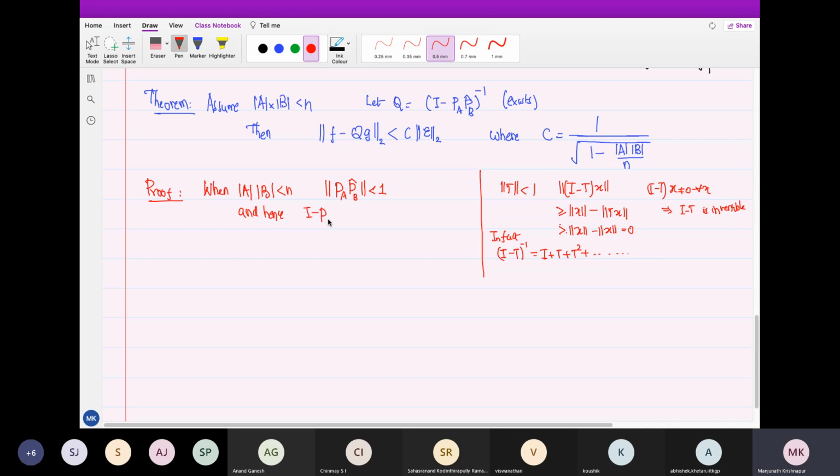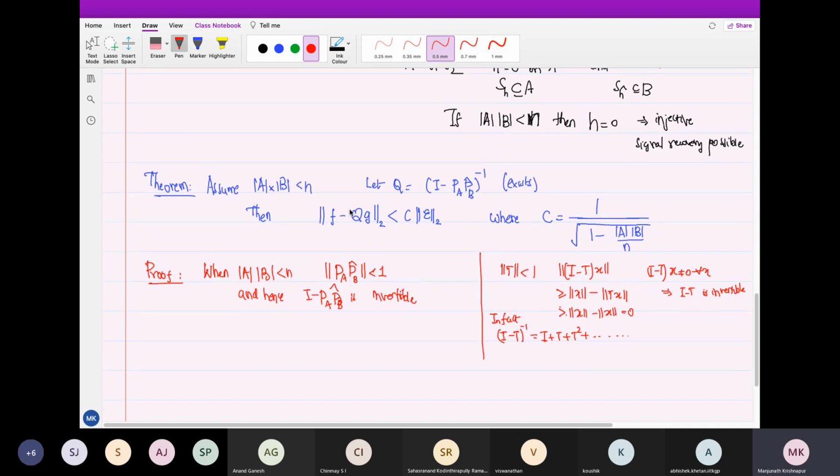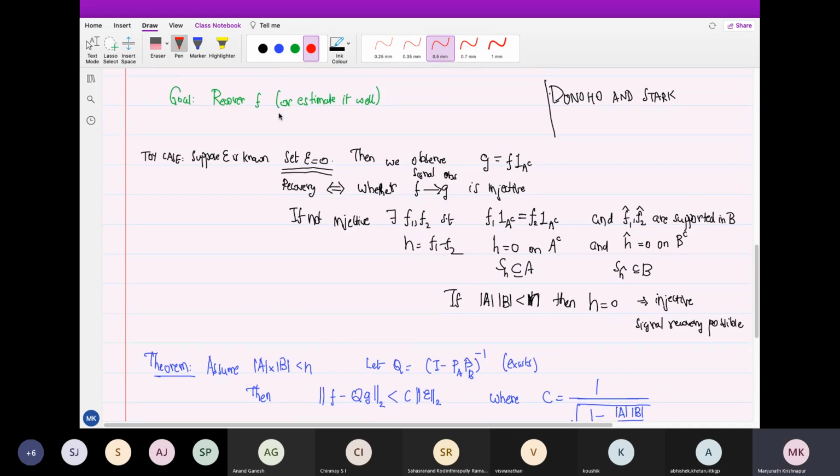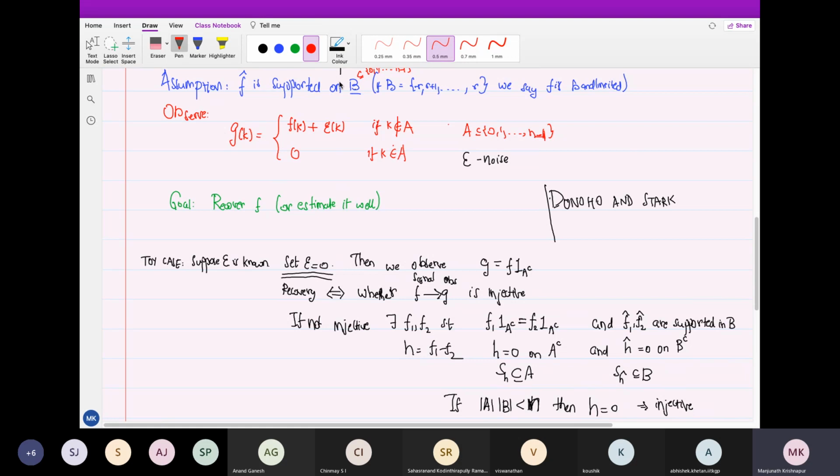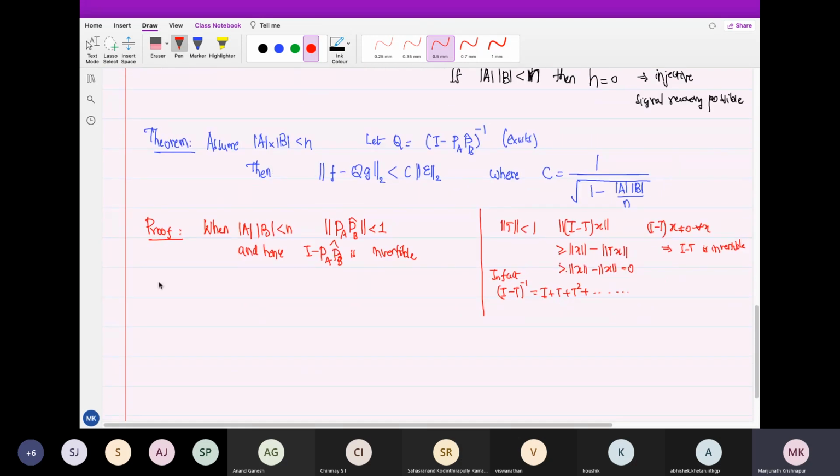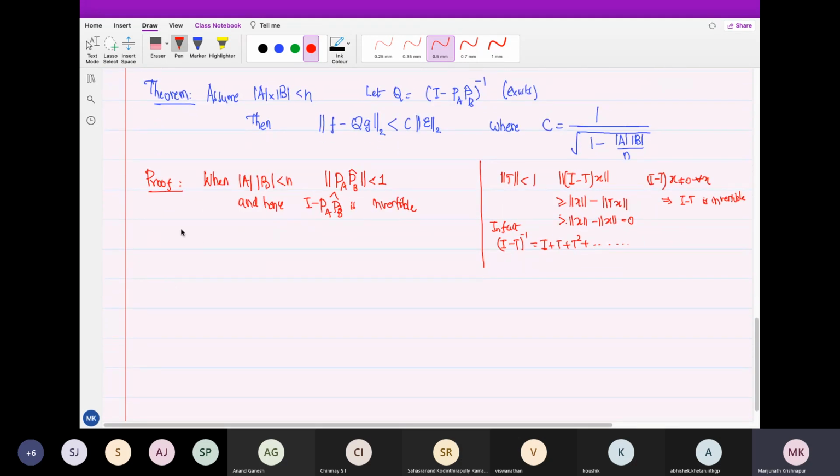I minus PA PB hat is invertible. All this is under the previous assumptions only, right? So F hat is supported on B and all that. I haven't written that here. So now let Q be this inverse.